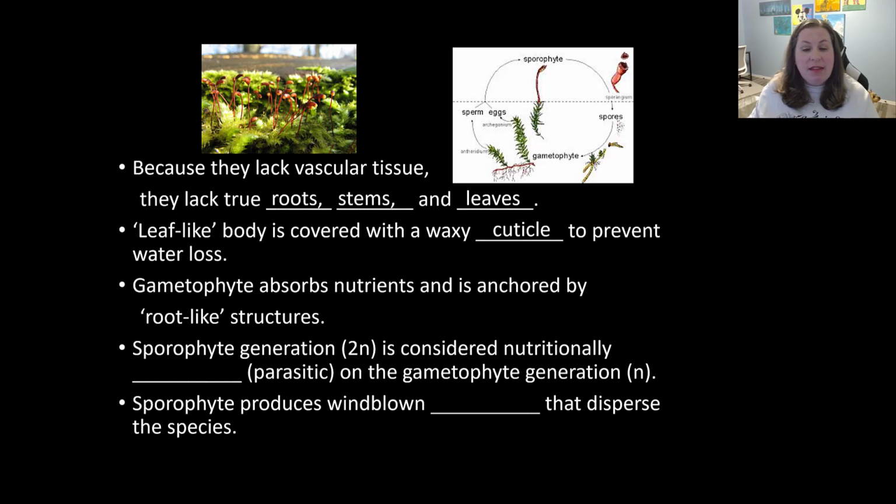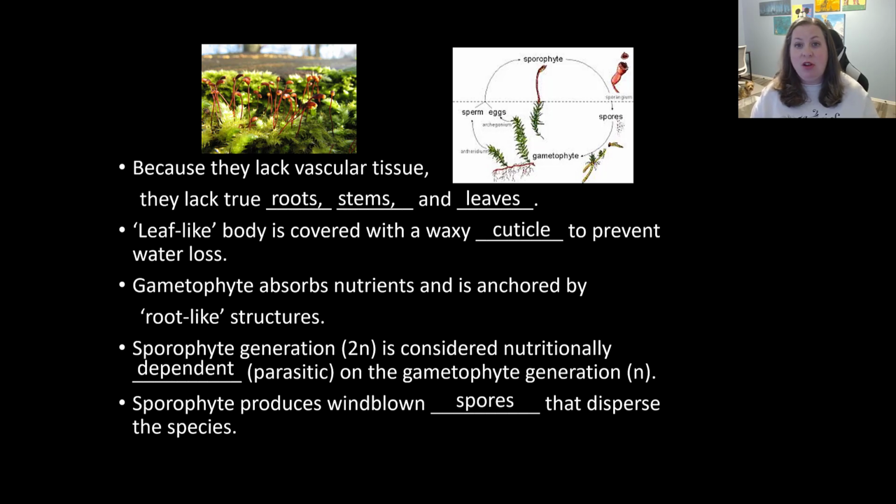Sporophyte generation is going to be the 2N generation. It is considered nutritionally dependent on the gametophyte. So again, this is why we say the gametophyte is more dominant because it could live independently. The sporophyte generation cannot. It has to be linked and connected to a gametophyte generation. Otherwise, it won't survive. All right, so it's dependent. The sporophytes do produce windblown spores that disperse the species. And this is going to be how mosses spread around the area.